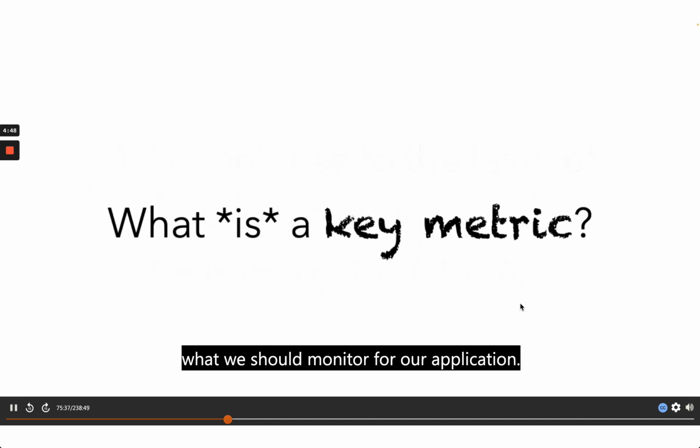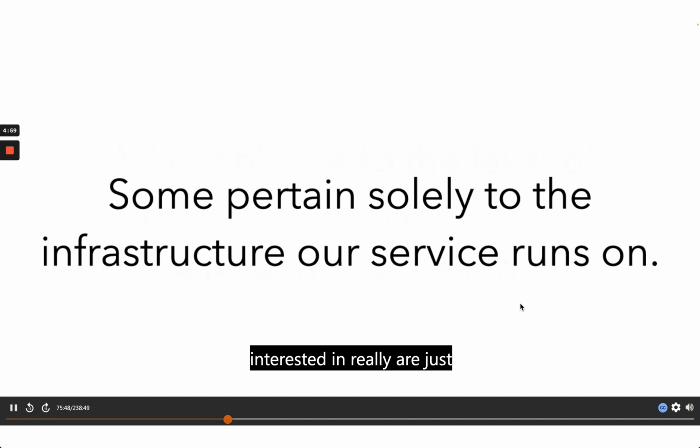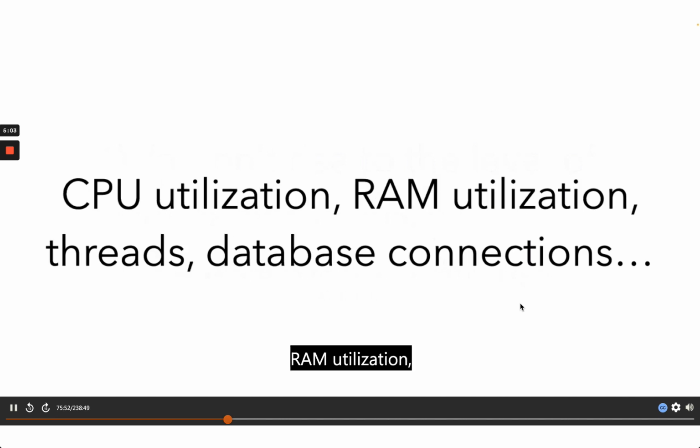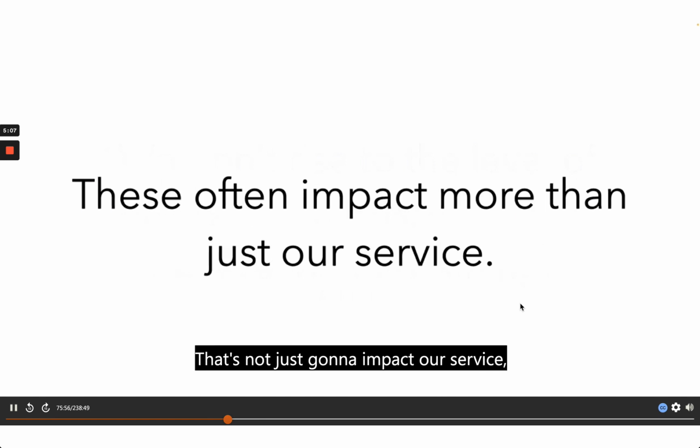For our application, what's important? It's not going to be the same from one application to another. Certain things may carry across, others not so much. Some of the things that we're interested in really are just about the infrastructure itself. So that could be things like CPU utilization, RAM utilization, database connections, etc. That's not just going to impact our service, it's going to impact others as well.